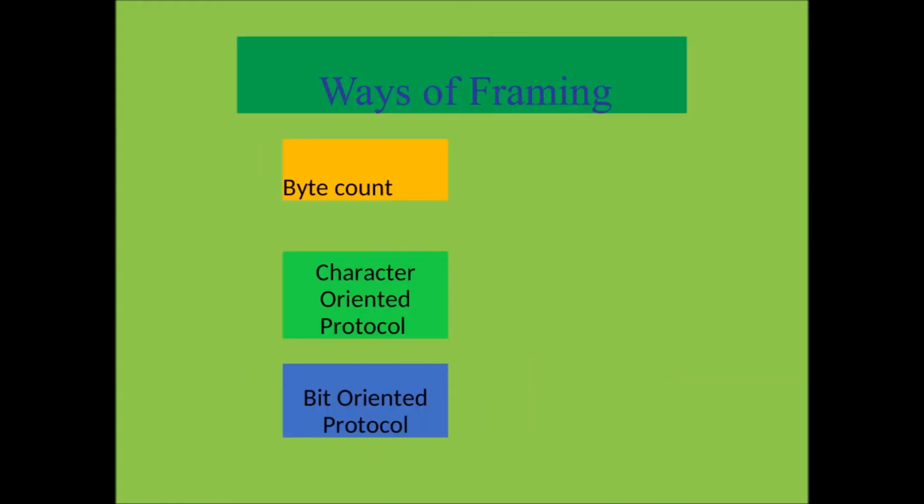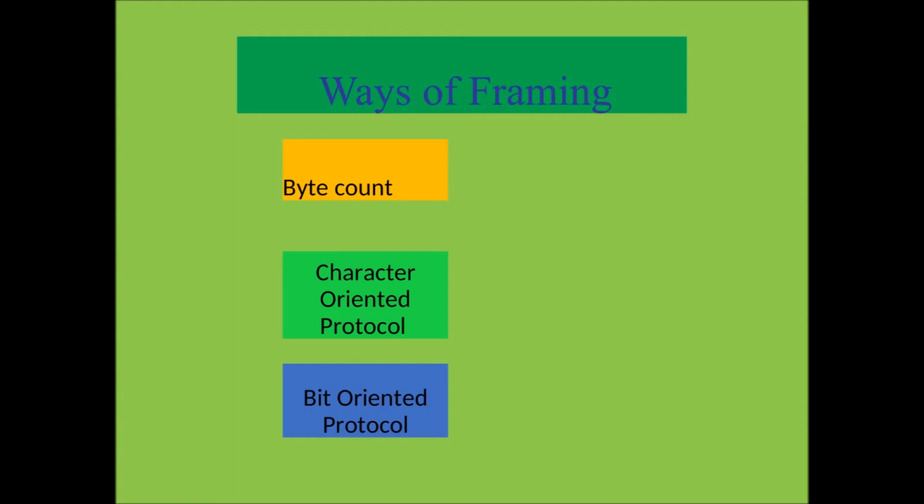Ways of framing. There are three different ways of framing: byte count, character oriented protocol, and bit oriented protocol. Data must be converted into some form. That form may be a bit, a byte, a frame, a packet, or a segment. So these are different ways or methods for data transmission.